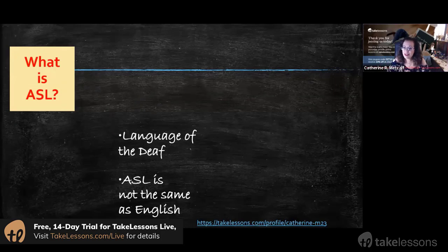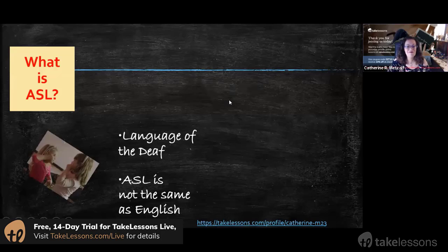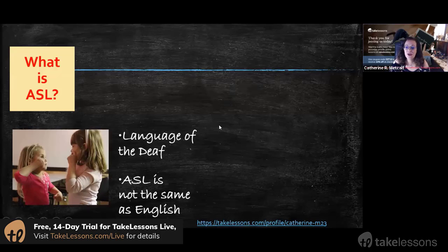And it's not the same as English. People who use sign language, ASL, do not use English words in English word order. Did you know that? A lot of people don't realize that, so you're way ahead of them. All right. And it's used by so many children and adults through America and other parts of the country.